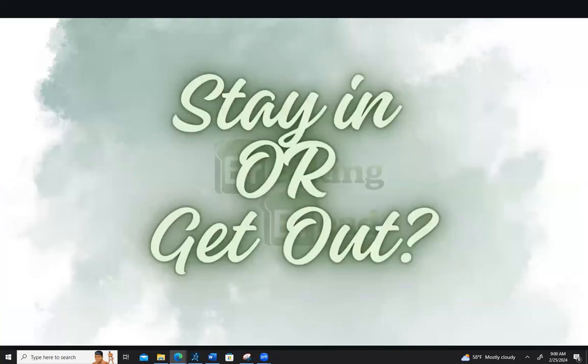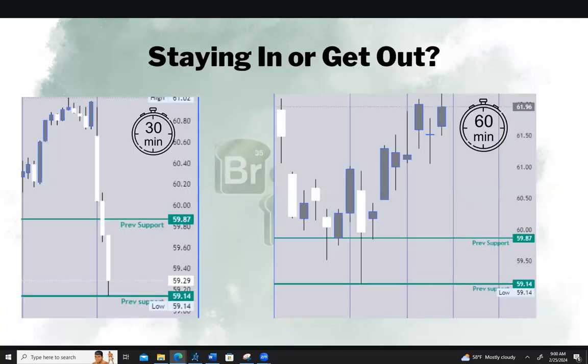All right, so let's play a game of stay in or get out. Now, these are setups that I look for when I'm putting my watch list together. But I wanted to turn it into a game and see if you would stay in the play or get out of the play. So let's get to it. So we have a 30-minute time frame, 60-minute time frame. We're looking at this area here, which is this area here on the 30-minute time frame. Now, if you were in this play for puts, are you staying in or are you getting out?